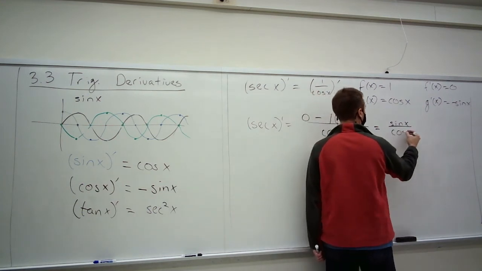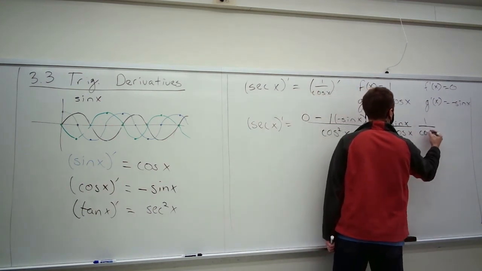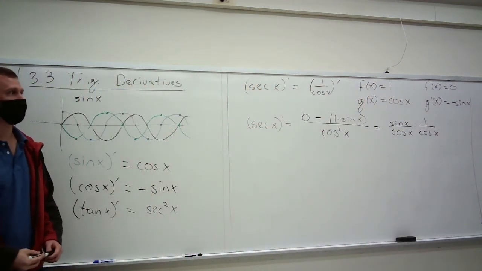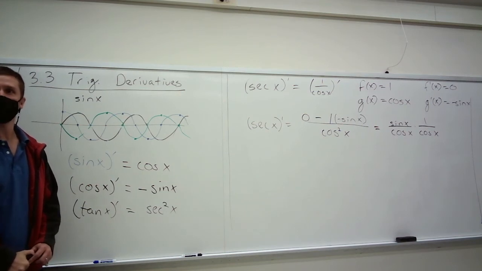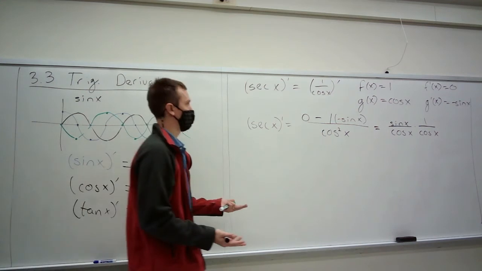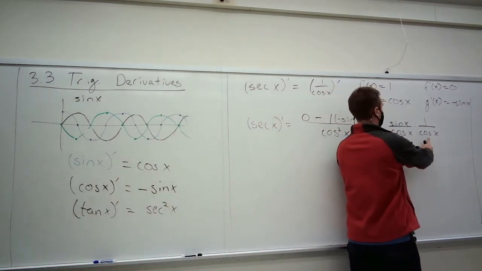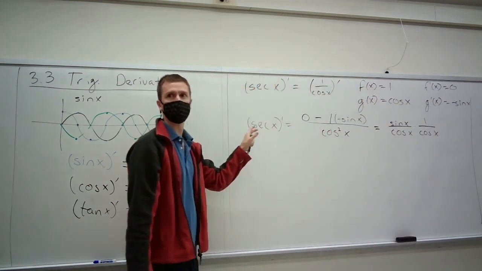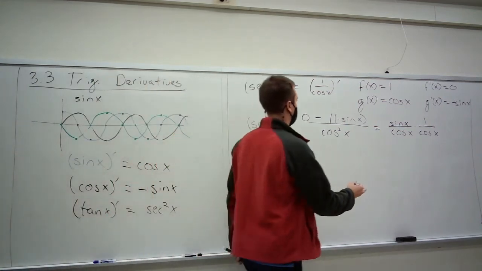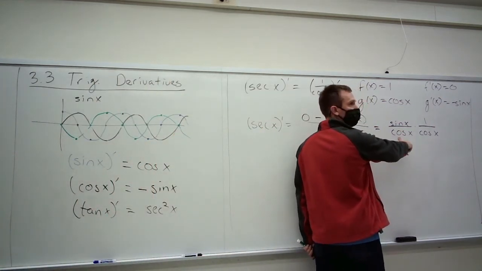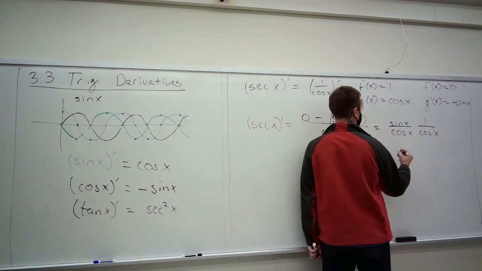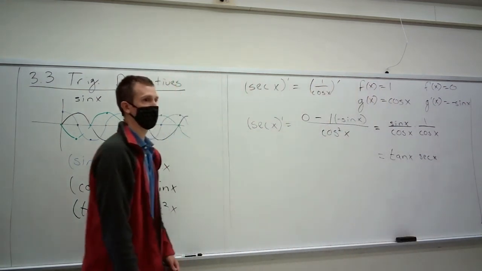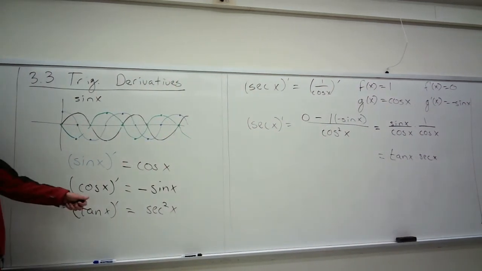I'm going to write that a little differently. Is that okay? Cosine squared is cosine times cosine. If I multiply these two fractions together, I get 1 times sine on top and cosine times cosine on bottom. So this is the same. What's this? As a function, you know. Times? Secant.